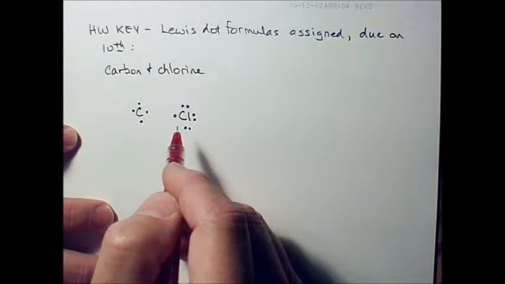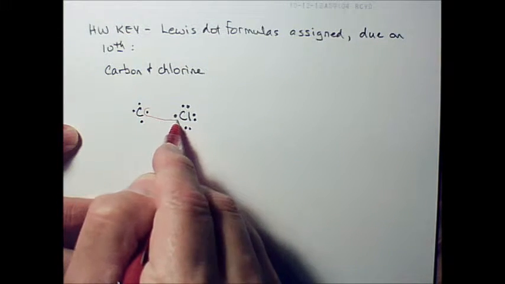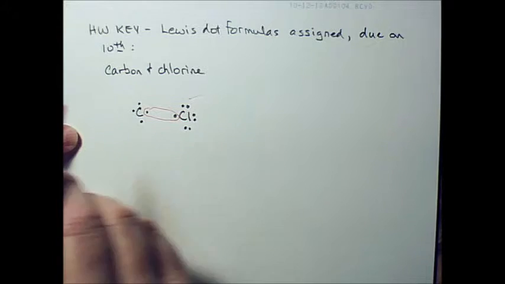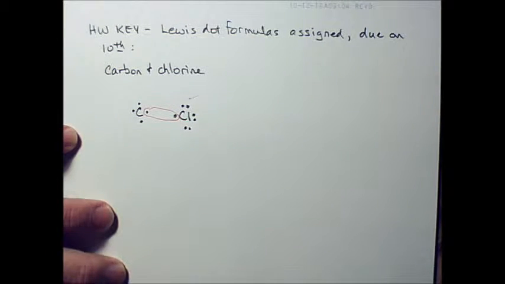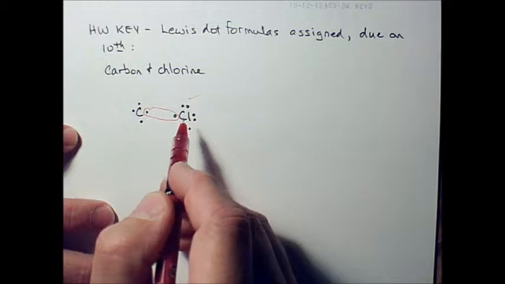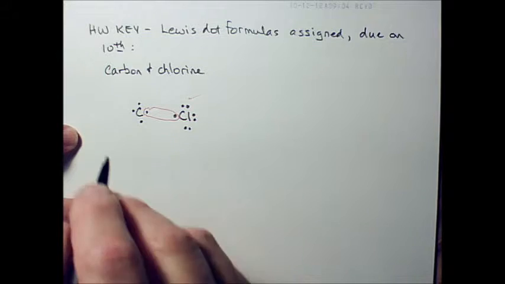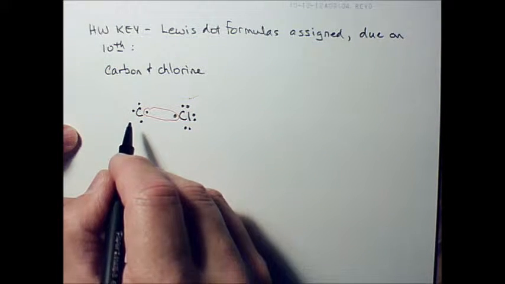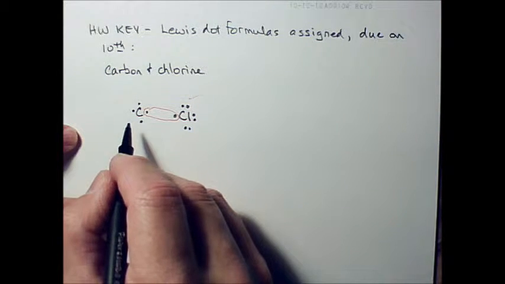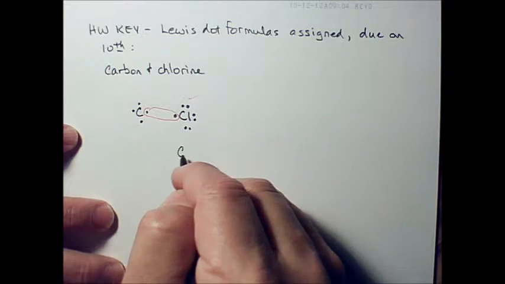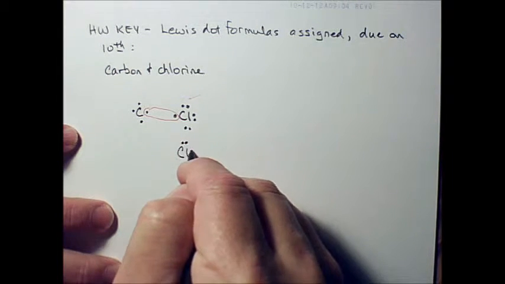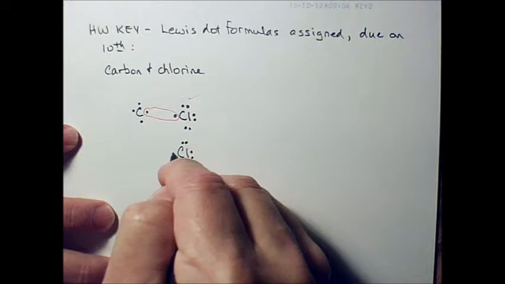Since chlorine has 7 now, if I just share 2 of them, that takes care of this chlorine's need or wanting to have 8 dots. Okay, it now has 8 because it has the 7 it started with, and then it has the extra one that it's sharing. But now carbon at this point has 5 electrons, but it wants to have 8. So we need more chlorines then to satisfy carbon's need for more electrons.